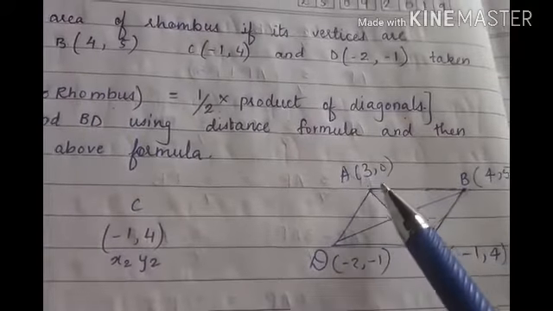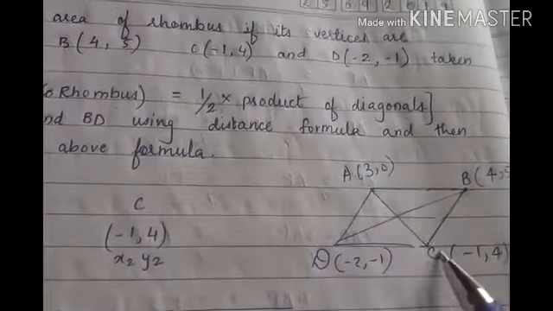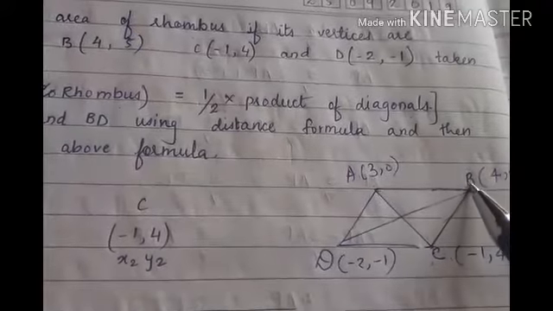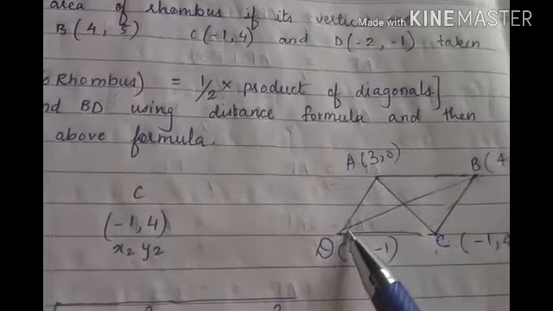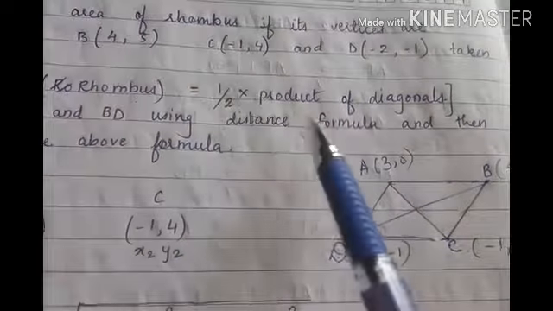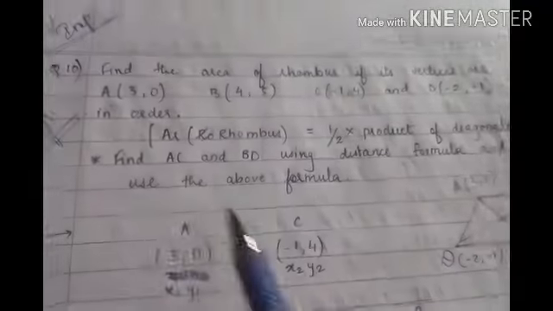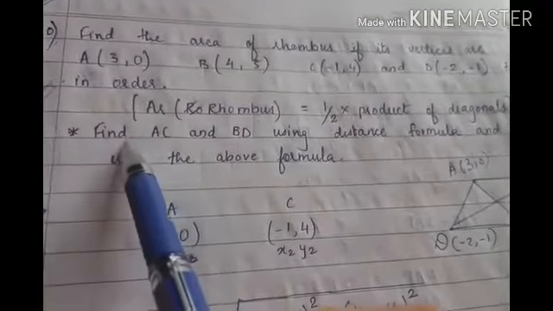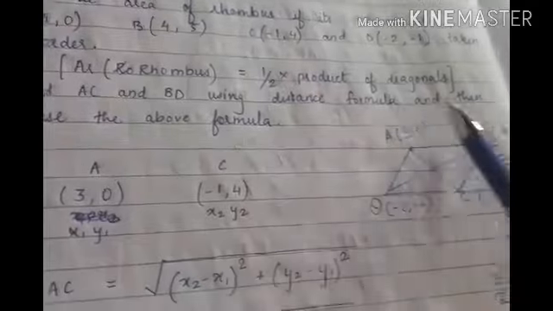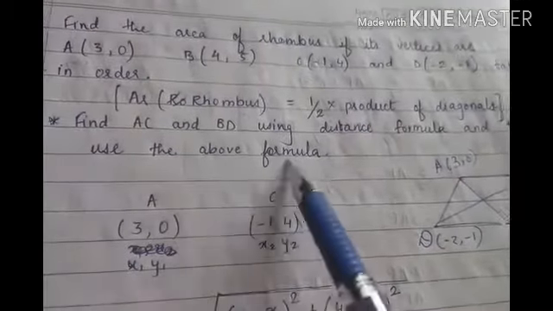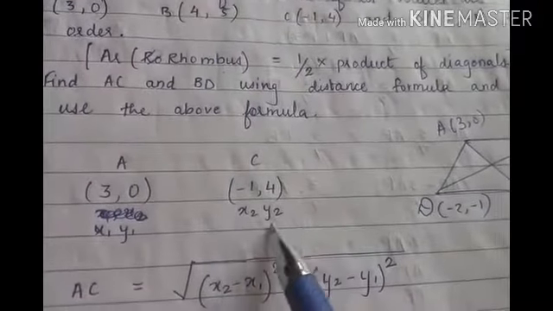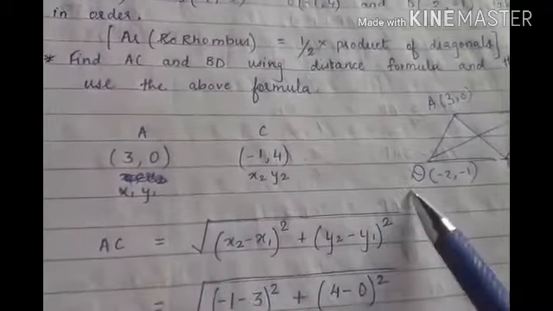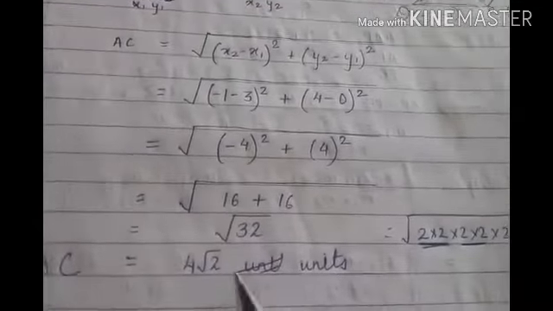So we have to find now the diagonals, the length of the diagonals. So AC we need to find using distance formula, BD we need to find using distance formula, and then we have to use the formula half multiplied by product of diagonals. This is the hint that I have given here: find AC and BD using distance formula, and then use the above formula. So A is this, C is this, so x1, y1, x2, y2. Now use distance formula, you get AC as root 32, which is 4 root 2 units.